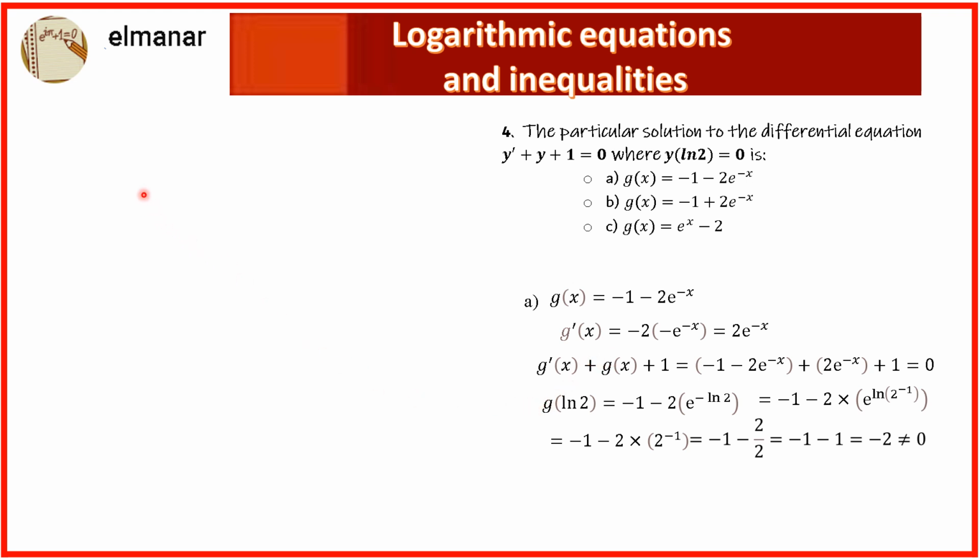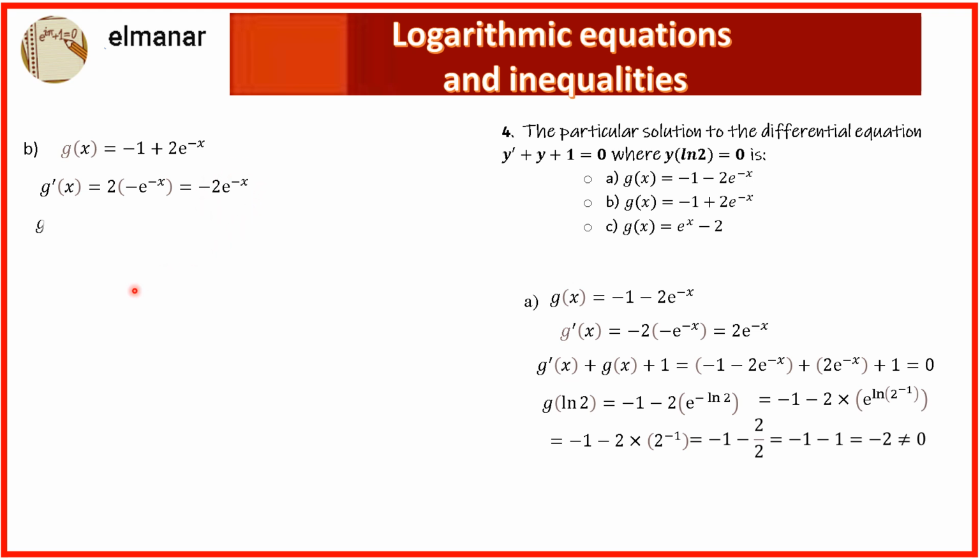b. g of x equals negative 1 plus 2 times e to the power of negative x. The derivative g prime of x equals, the derivative of negative 1 is always 0. Positive 2 times e to the power of negative x gives us 2 multiplied by the derivative of e to the power of negative x, which is negative e to the power of negative x. So it becomes negative 2 times e to the power of negative x.